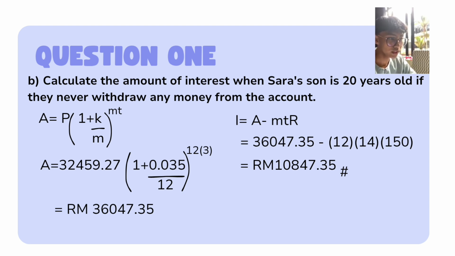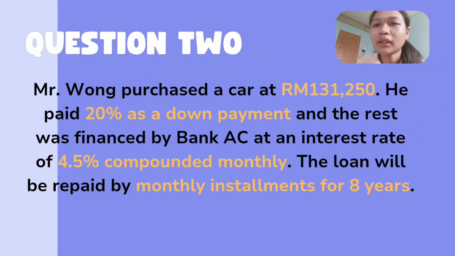Then we calculate the amount of interest. A is the final value, so the formula of the interest is A minus M times R times T. A is 36047.35 minus M 12, T is 14, because Sarah just made payments for 14 years. Then R is 150. Then we put in all the information and we get RM 10847.35.